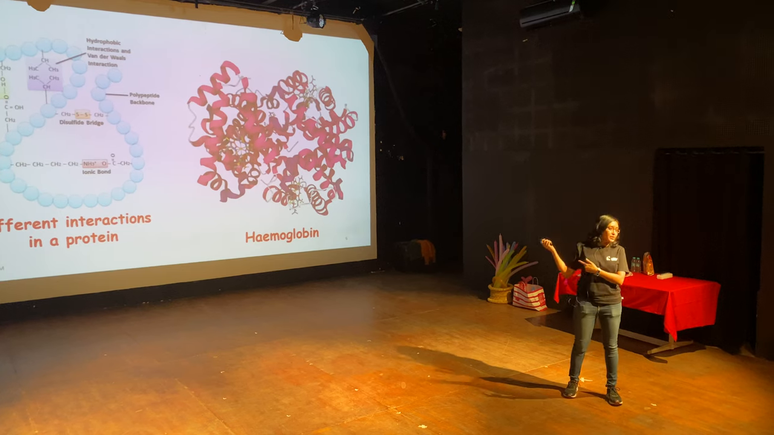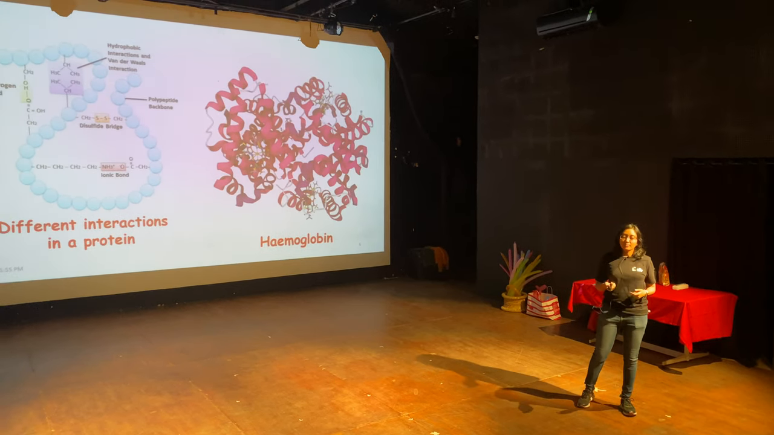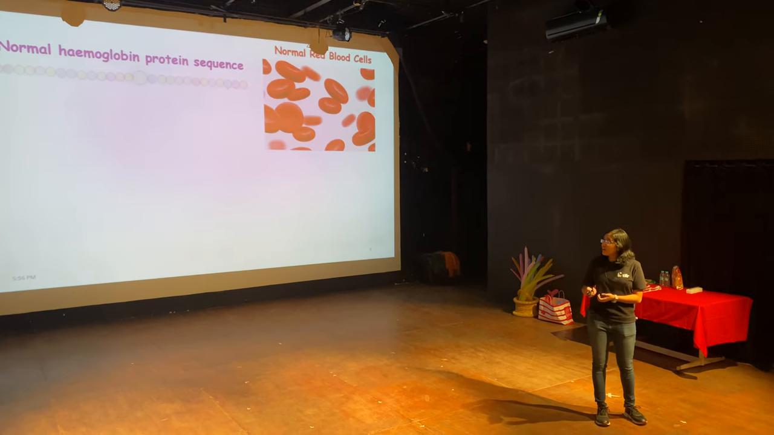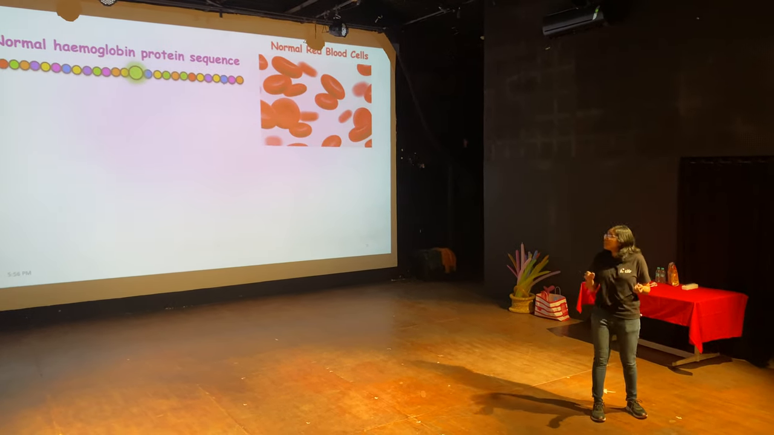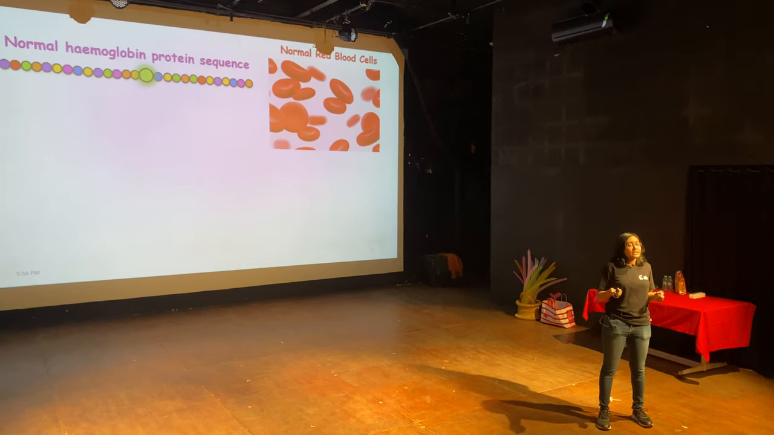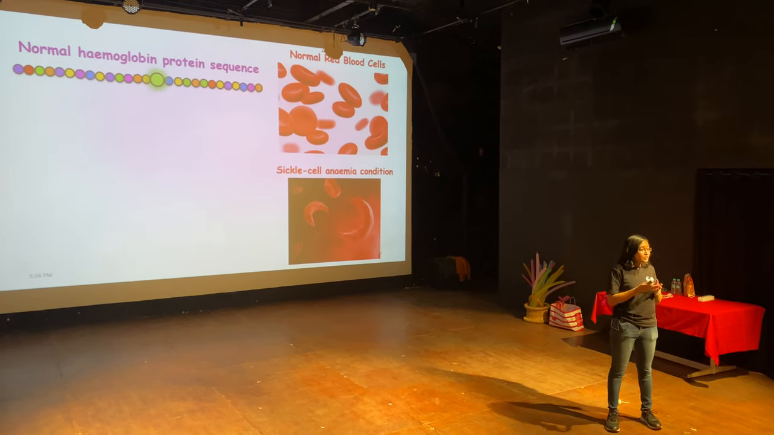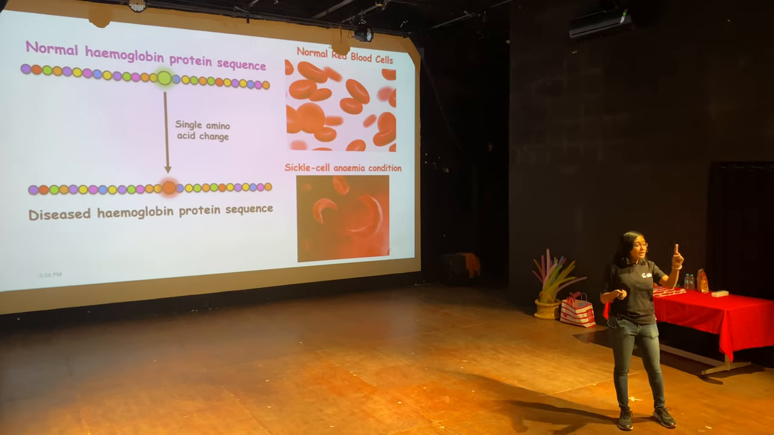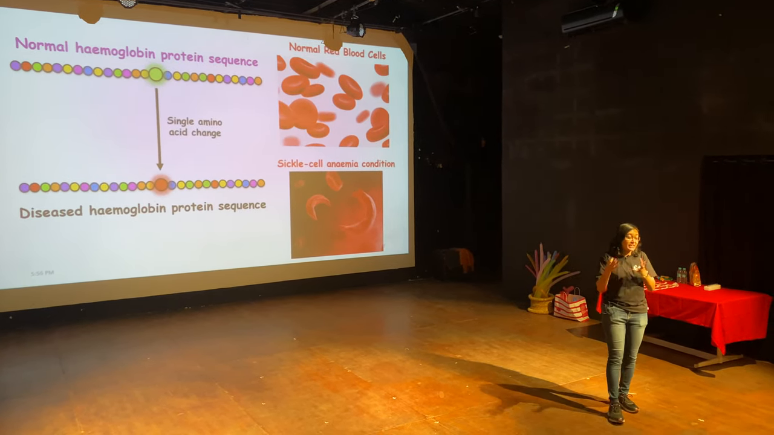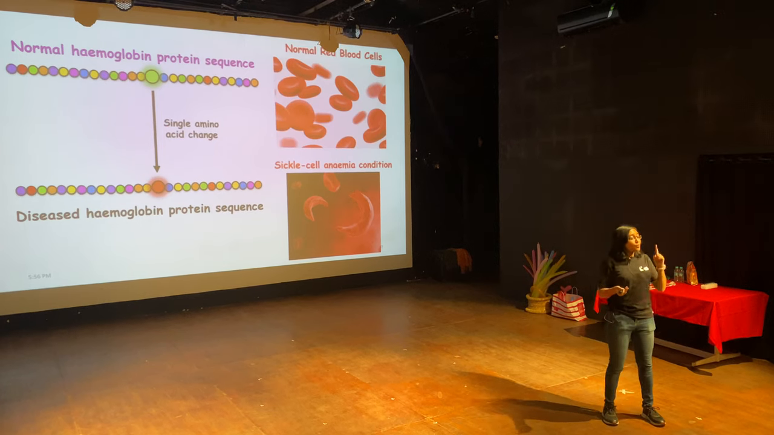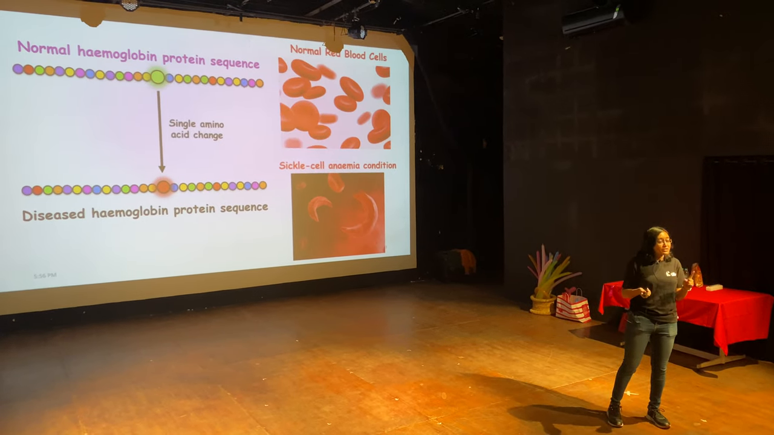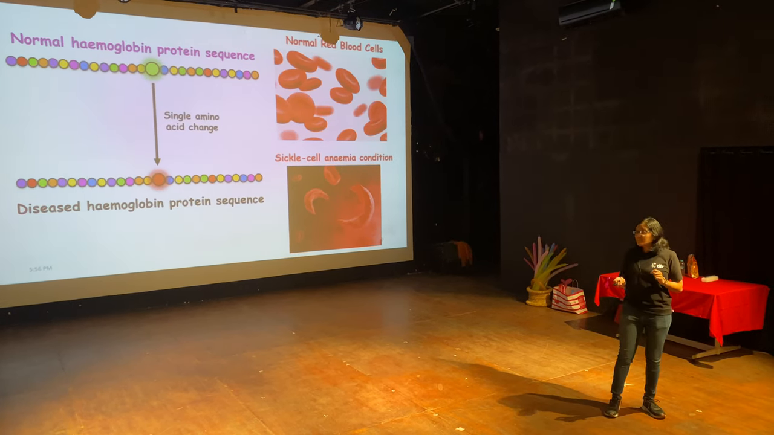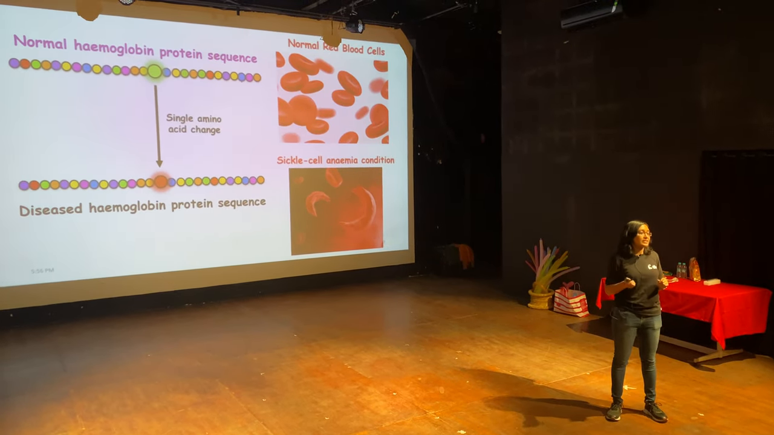Okay, so since I've come back to hemoglobin, let's talk a little about hemoglobin. So I told you in the normal red blood cells, there are these normal hemoglobin protein sequences. But in the disease condition, out of the 500 amino acids present in hemoglobin, there is one single amino acid change. We call it mutation. So one single amino acid change causes the diseased hemoglobin protein sequence. And this is fatal for the person who has sickle cell anemia.